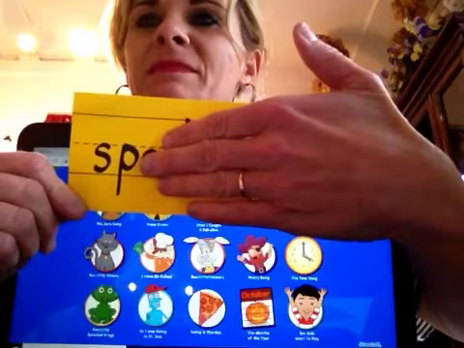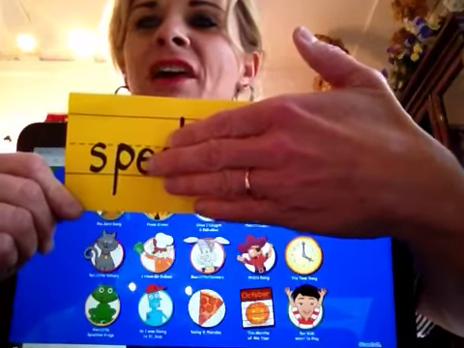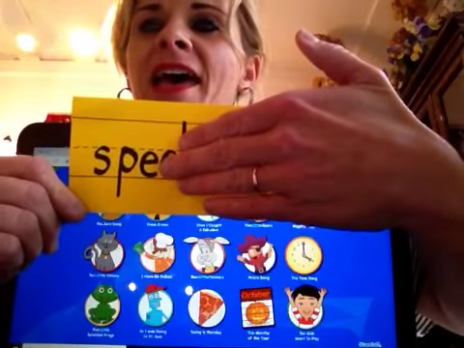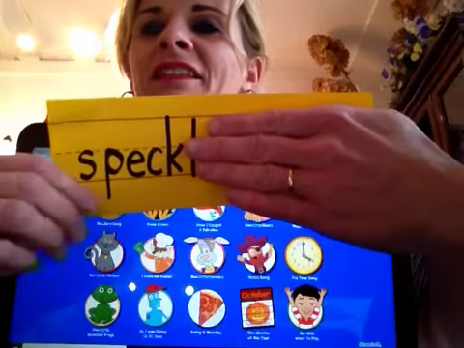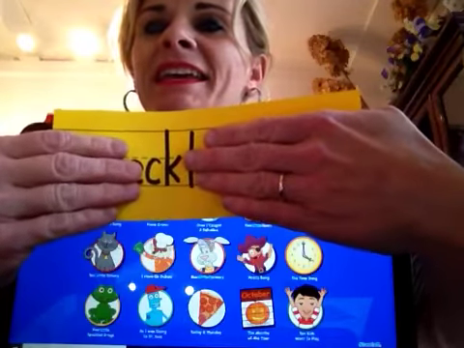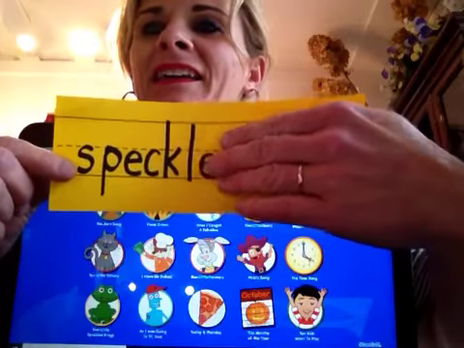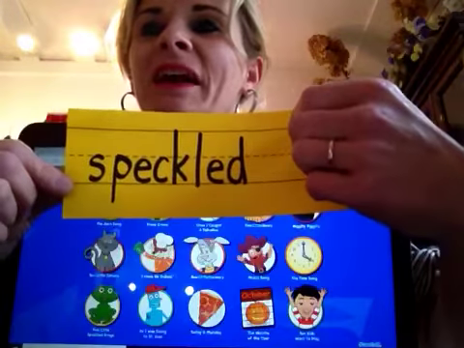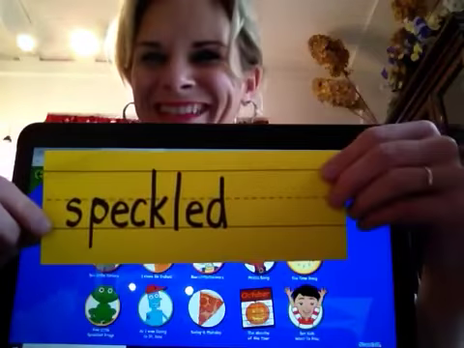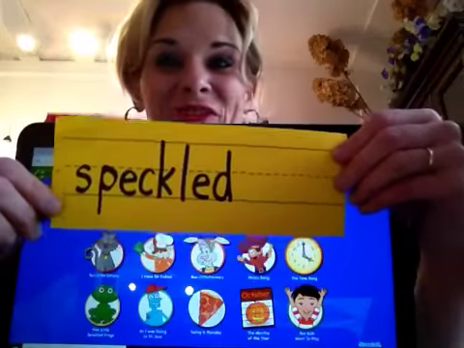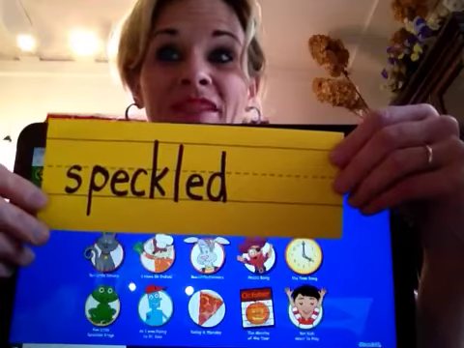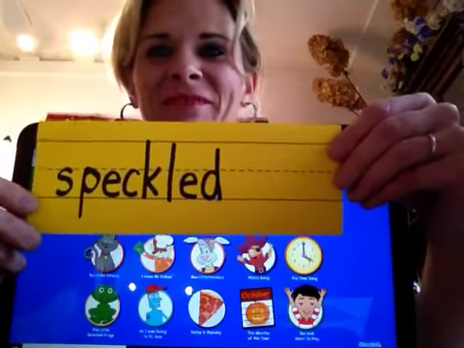Sp, sp. Yeah. All right, now let's get the short E. Eh, eh. Oh, look, there's that CK chunk. K. So let's sound that out. Speck. Now look at the ending. Speckled. Speckled, yeah. Do you think of something when you think of the word speckled and frogs?